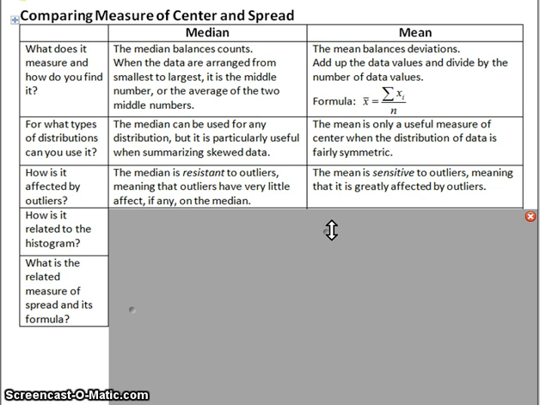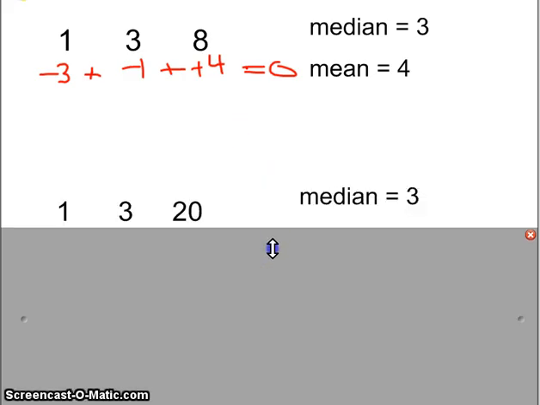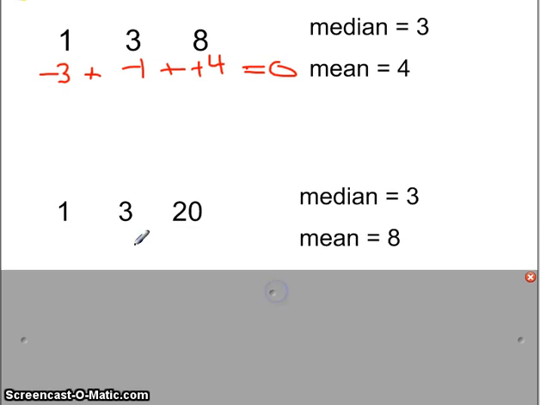The mean is sensitive to outliers, meaning that it is greatly affected by outliers. Just as an example here, let's take our simple little data set, but let's say we change the numbers instead of 1, 3, and 8 to 1, 3, and 20. Well, the median is still the same. It's the middle number. The mean, however, now is the average of a sum of 24, so it's 8.